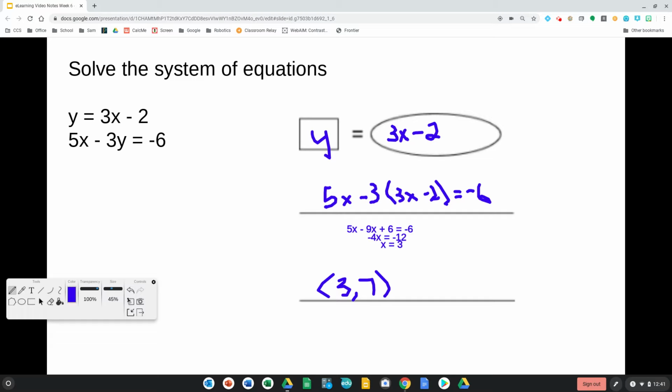Now remember, it's not always going to be a y equals equation that you start with. Sometimes there may be an x equals equation you start with, but you do it the exact same way if it's the x that equals something as opposed to the y that equals something. So that's what you're going to be doing on your assignment today, is solving these systems using substitution.